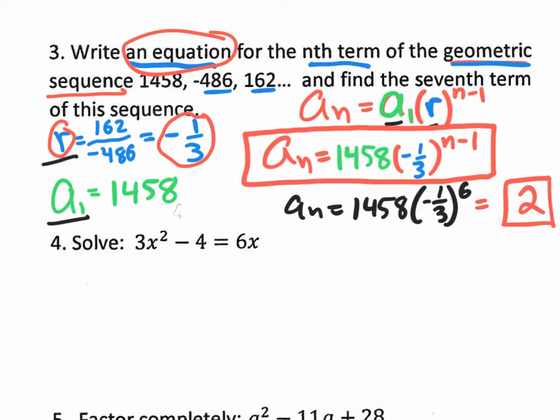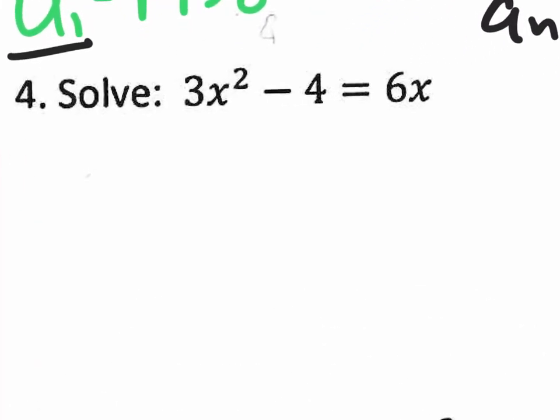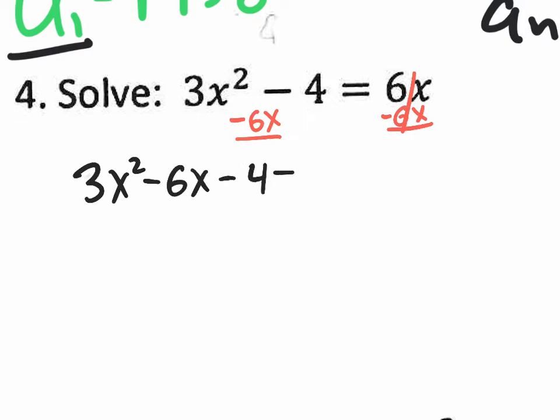Okay, number 4, it says solve. And if you have a quadratic equation, of course you want to set it equal to 0. So let's subtract 6x. Subtract 6x, which you can't really do, so you're just going to rewrite the whole thing. 3x squared minus 6x minus 4 equals 0. And now that I have it equal to 0, now I could identify the a value, the b value, and the c value of this standard form quadratic trinomial equation.